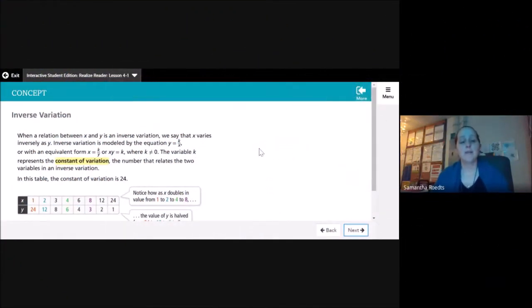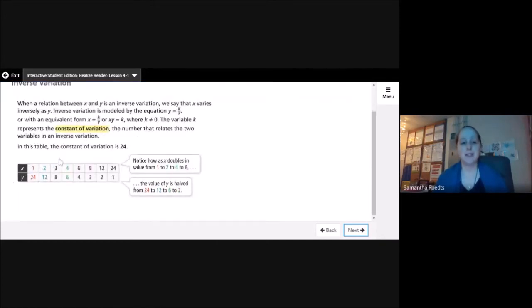All right, so concept, inverse variation. When a relation between x and y is an inverse variation, we say that x varies inversely as y. Inverse variation is modeled by the equation y equals k divided by x, or with an equivalent form, x equals k divided by y, or x times y equals k, where k is not 0. The variable k represents the constant of variation, the number that relates the two variables in an inverse variation.